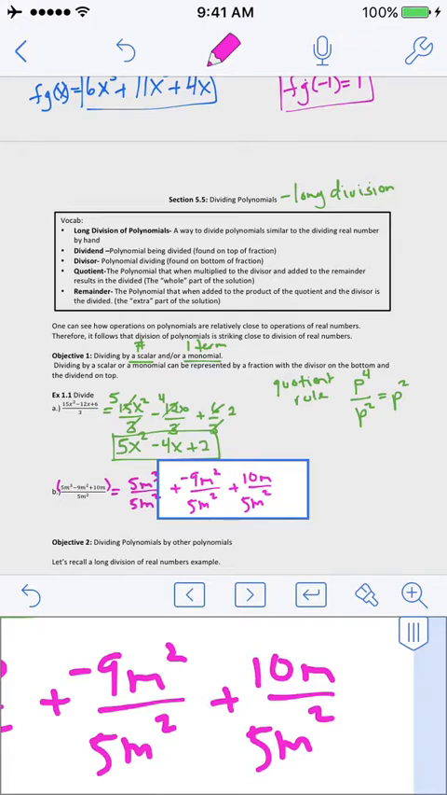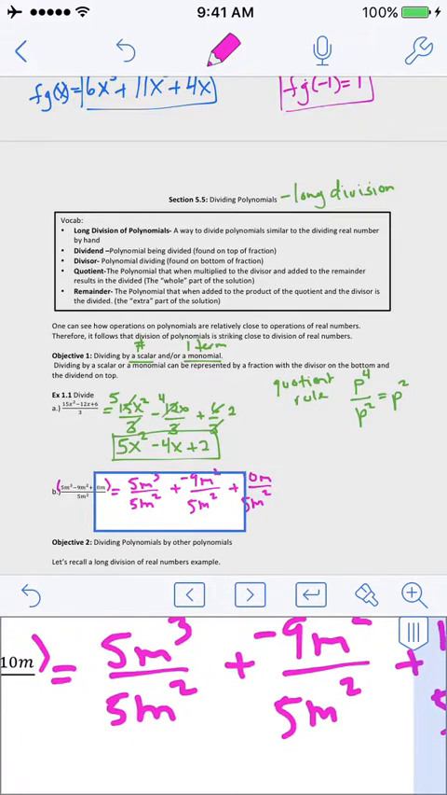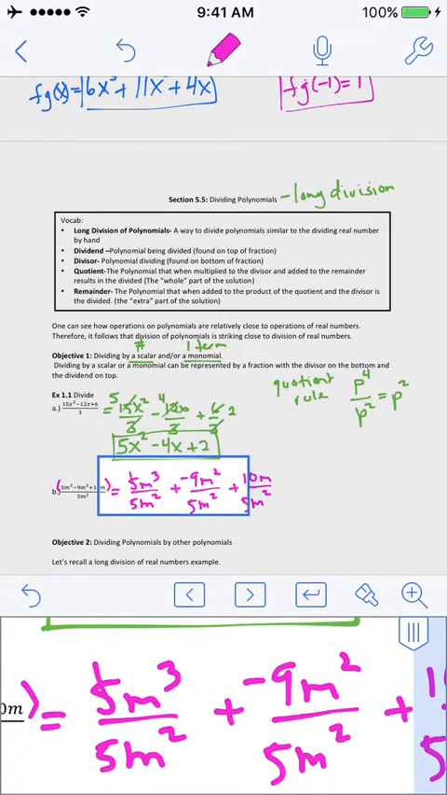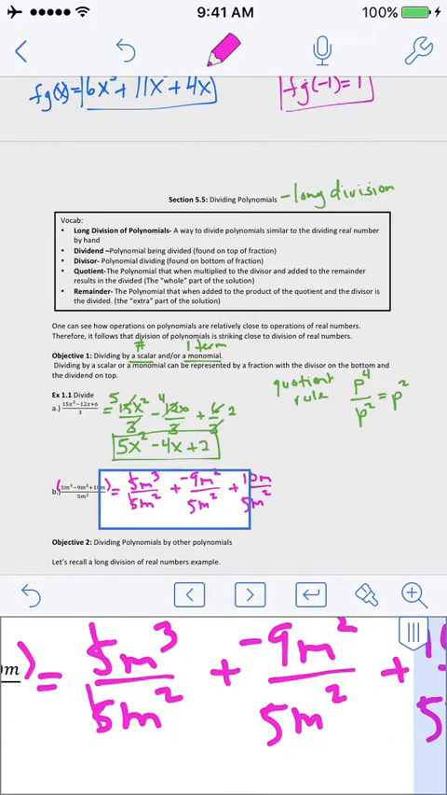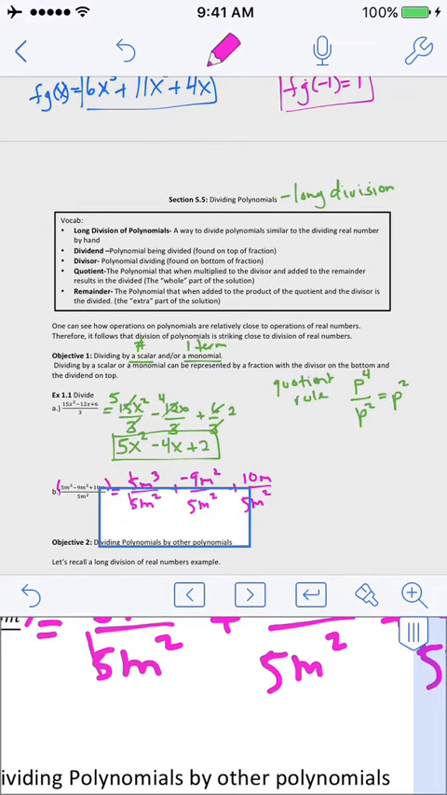All right, so let's handle each one of these individually. 5 over 5, those are going to cancel, right? So they just go away altogether. I get a 1. If I've got 3 m's on the top and 2 on the bottom, 2 of them are going to cancel, and I'm left with just m.